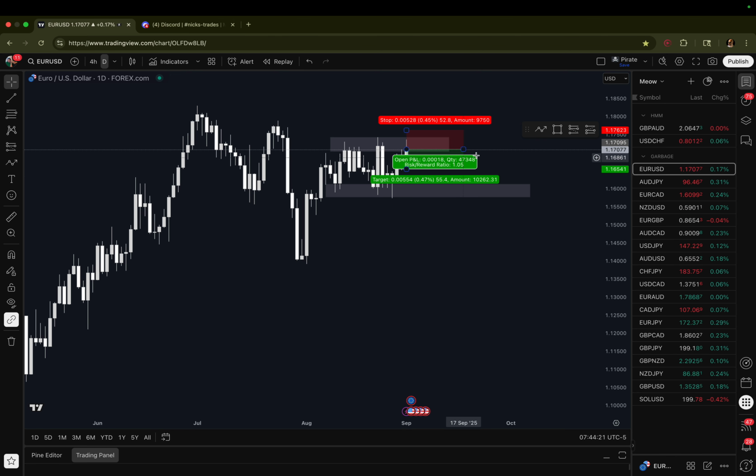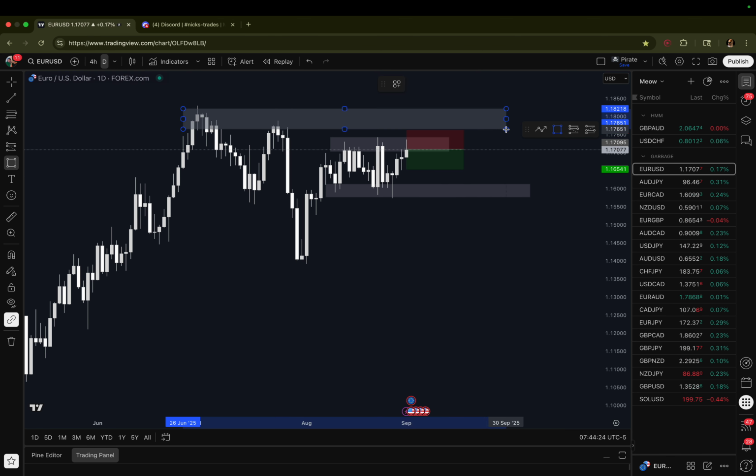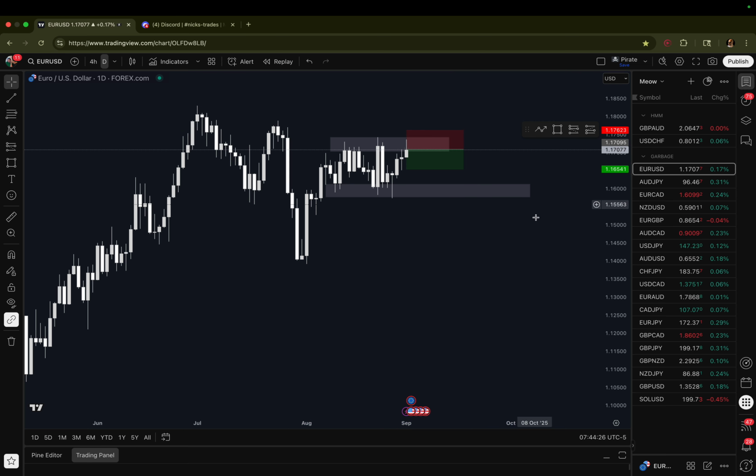And if it breaks above, cool. We'll sell again maybe here at one of these resistance zones. We'll have to see what sets up at that time.